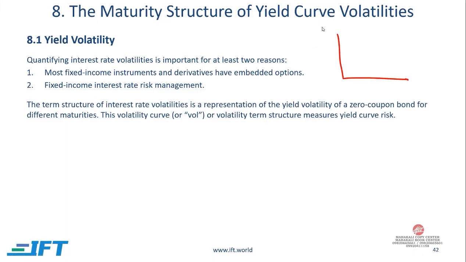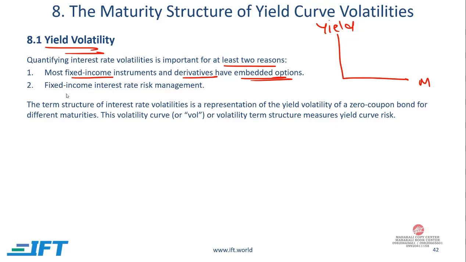So far, we've talked about yield across different maturities, but it is also important to understand yield volatility across different maturities. Quantifying interest rate volatilities is important for at least two reasons. One reason is that most fixed income instruments and derivatives have embedded options. I've talked earlier about callable bonds, puttable bonds, convertible bonds. These bonds have embedded options which are heavily impacted by yield volatility. Therefore, it's important to quantify volatility and understand the level of volatility across different maturities.